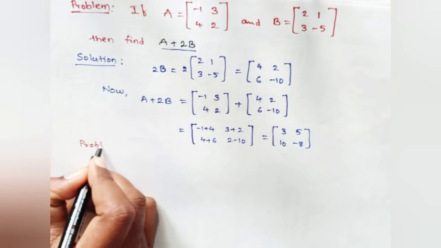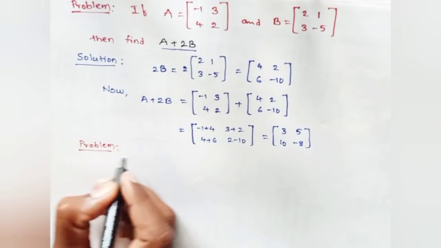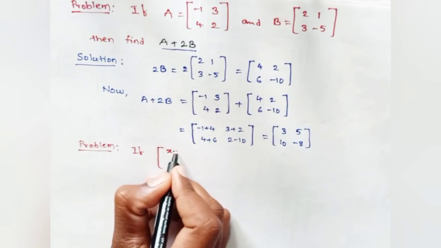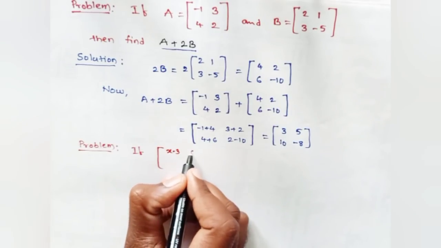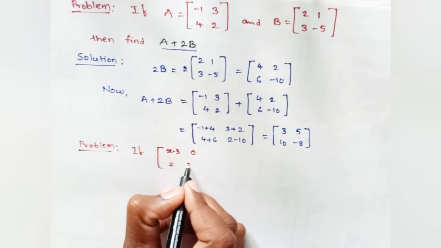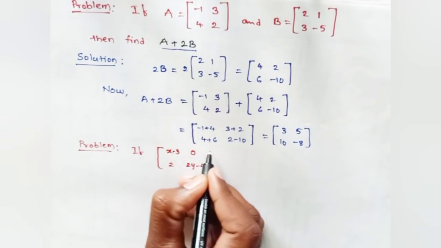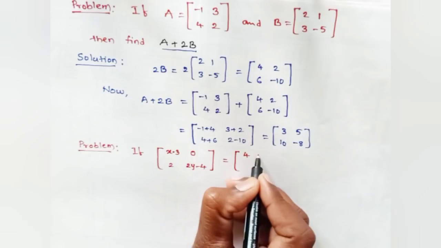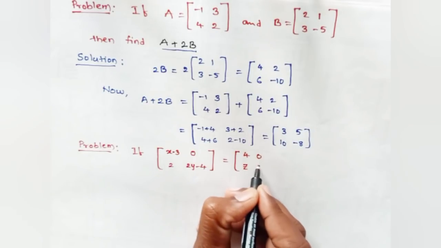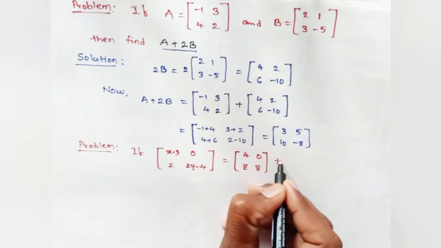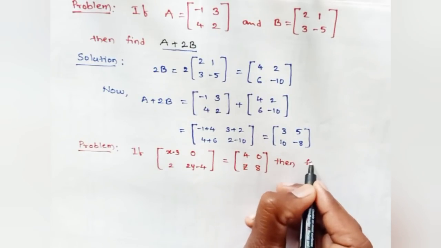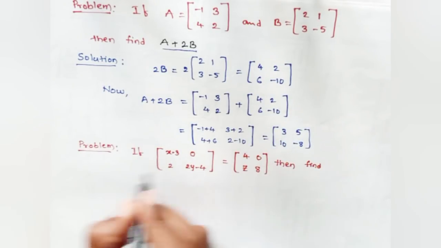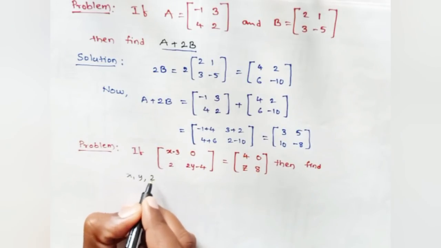One more problem. If the matrix that contains the elements x minus 3, 0, 2, 2y minus 4 equals 4, 0, z, 8, then find x, y, z.